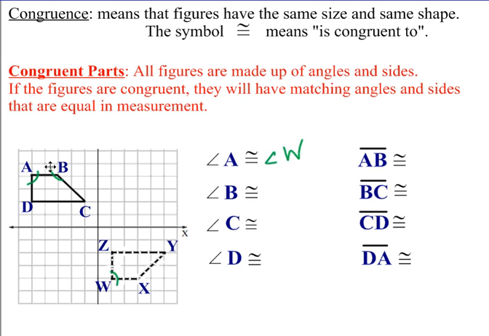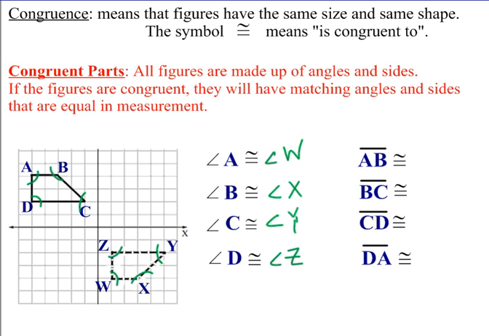Angle B would be congruent with angle X. Angle C would be congruent with angle Y. And angle D would be congruent with angle Z.